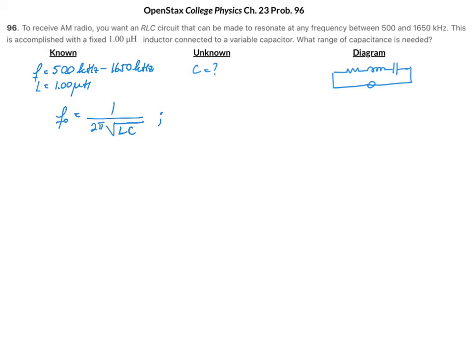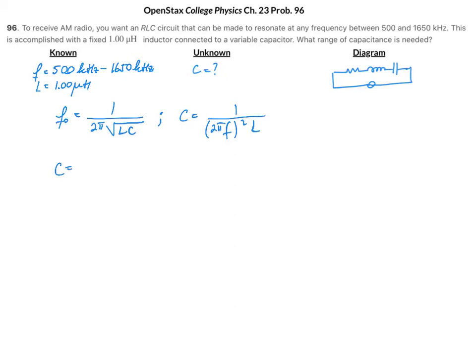So from here, I know everything except for the capacitance, so capacitance will be 1 over 2 pi frequency quantity squared times inductance. So we have to apply this equation to the two different frequencies, the limiting values of those frequencies, to find the limiting values of the capacitance.